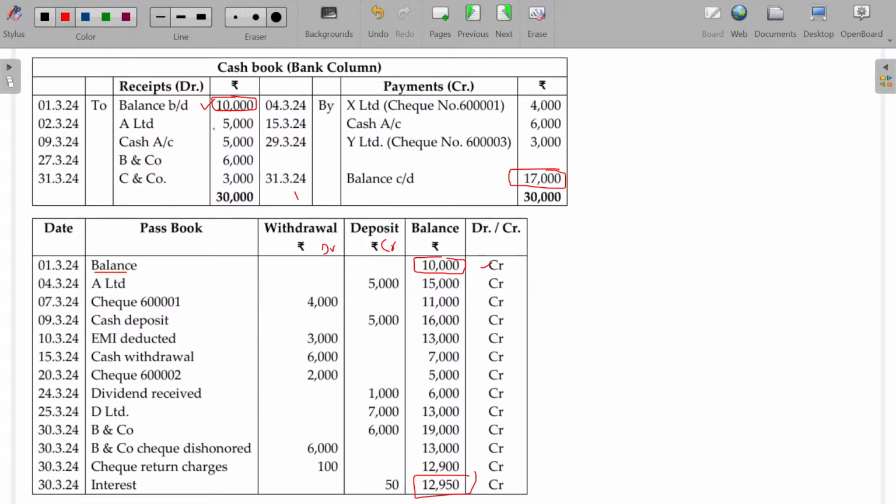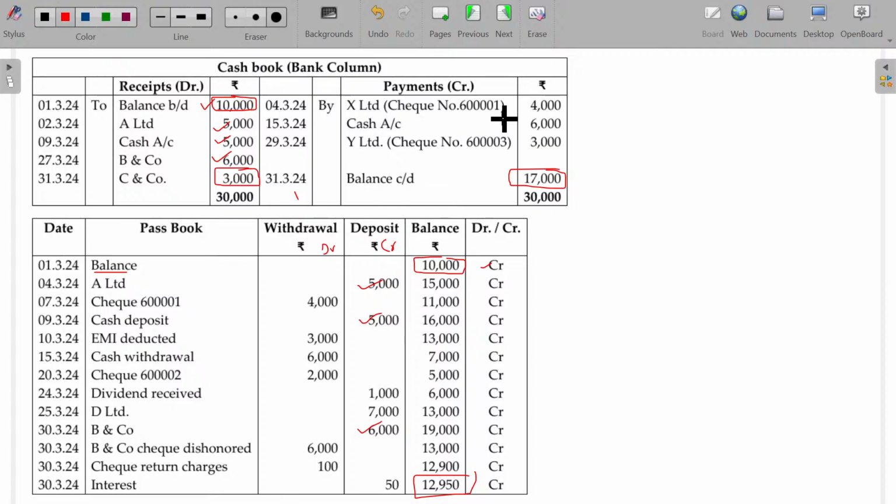And on the receipt side, 5,000 rupees. Similarly, there is a deposit of 5,000 rupees, not a reason for the mismatch. And cash 5,000 rupees and the same cash 5,000 rupees are properly recorded. B and Co in the receipt side and B and Co in the credit side are matching. Now C and Co 3,000, we don't have such a 3,000 value here, so this will be a mismatching item. That's how you can find out the mismatching items.